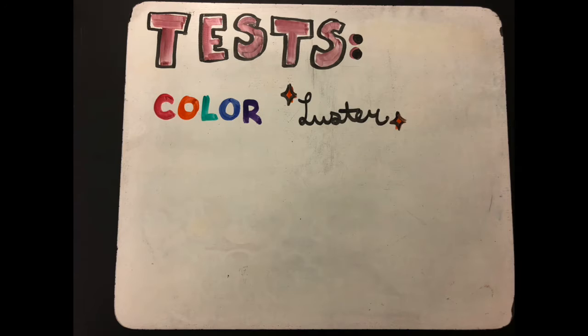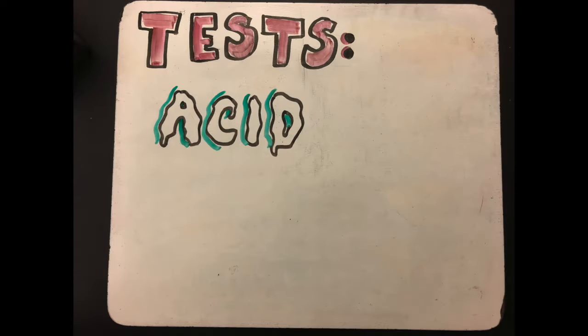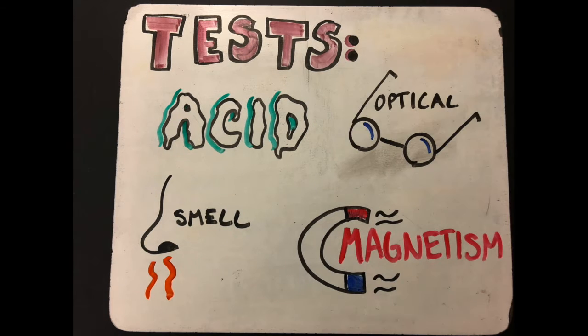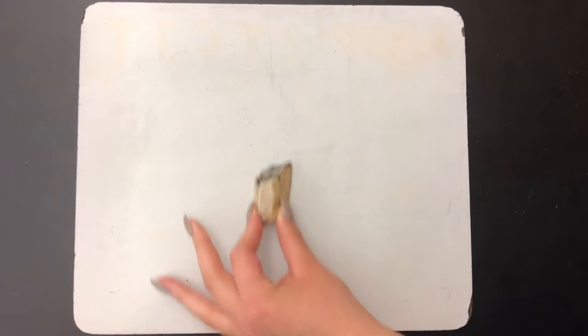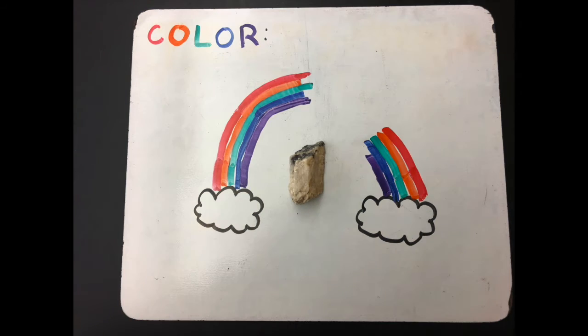These are color, luster, streak, hardness, breakage, density, fluorescence, acid smell, magnetism, and optical. First, we will perform the color test. This mineral is an opaque ivory.